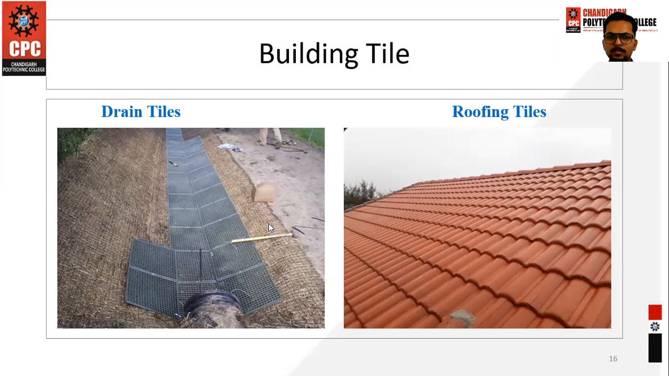Then we have roofing tiles, as you can see. They should also be impermeable, and water should not pass through them. These tiles are mostly used on roofs, mostly in slanted areas, such as hilly areas and places where there is more snow. There we mostly use roofing tiles, slanting tiles.